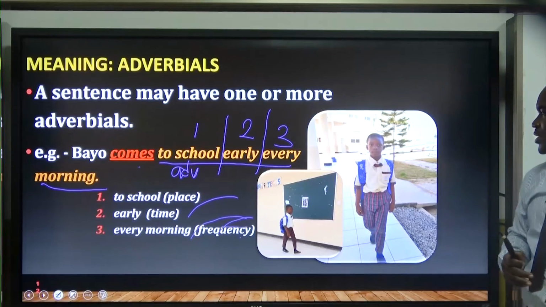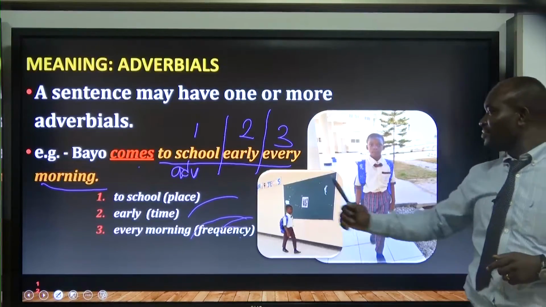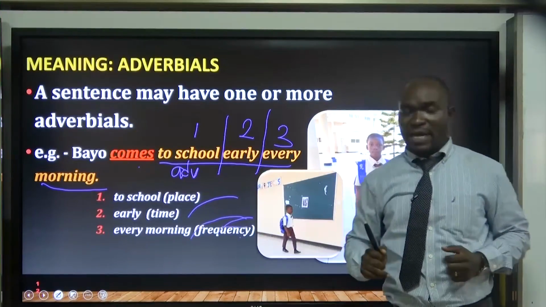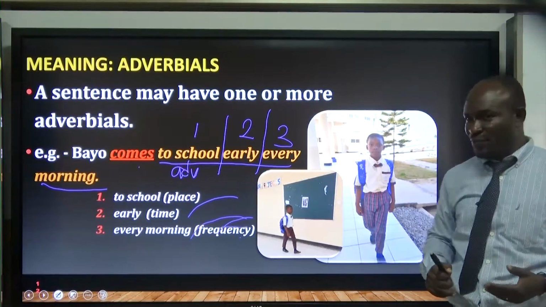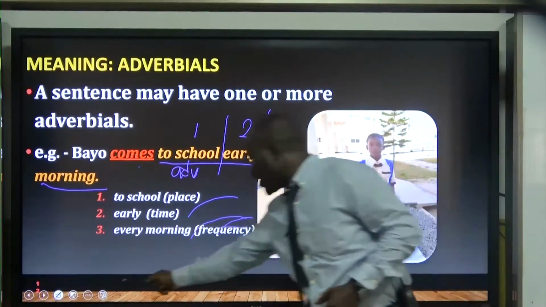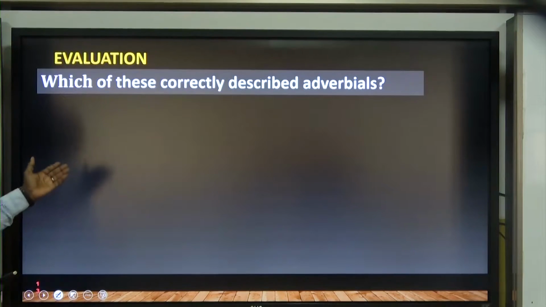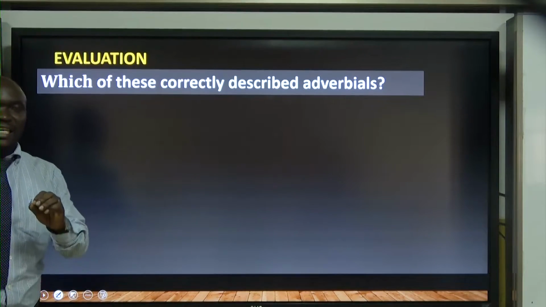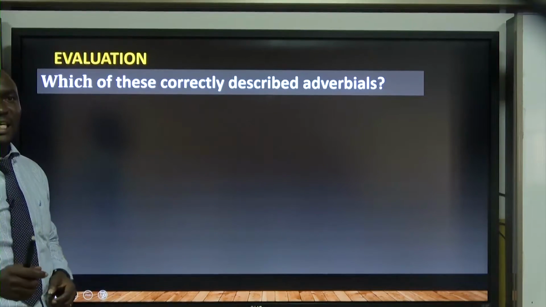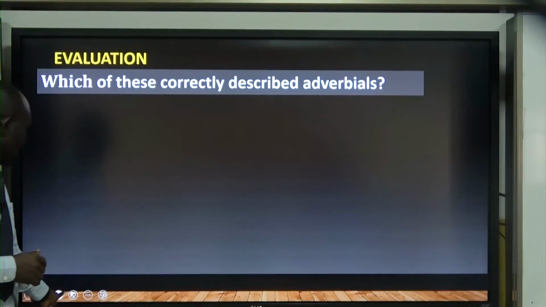Do you get that? So to school talks about the place. Early tells us about the time. Every morning talks about how often he does that. Okay, so in the course of this lesson, I'm sure you would have learned the meaning of adverbials and the examples so that you can identify them in the sentence. Okay, let's see what you can do.